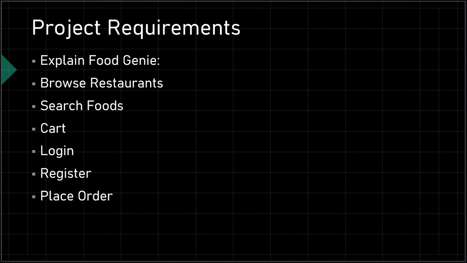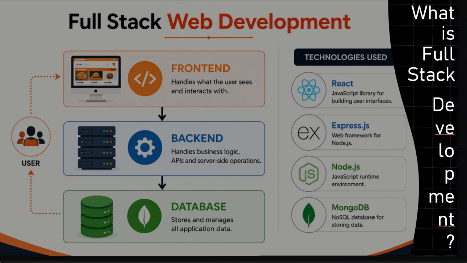Project requirements. Food Genie allows users to perform all essential food ordering operations. Users can register, log in, browse restaurants, search restaurants, view menus, add items to cart, modify cart, make payment, and download invoice.